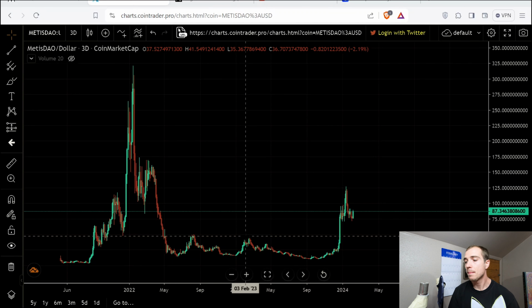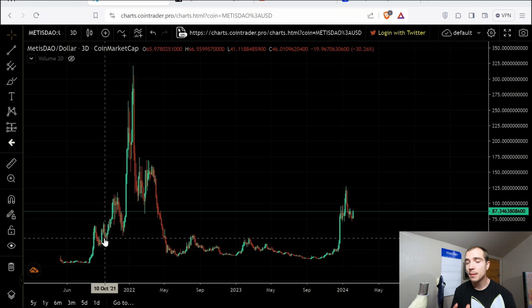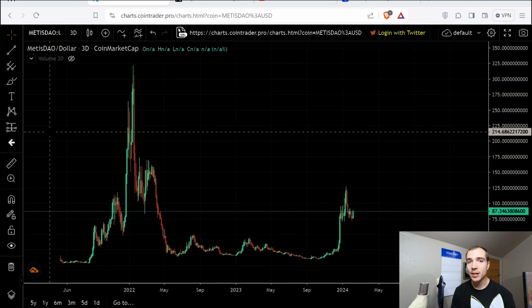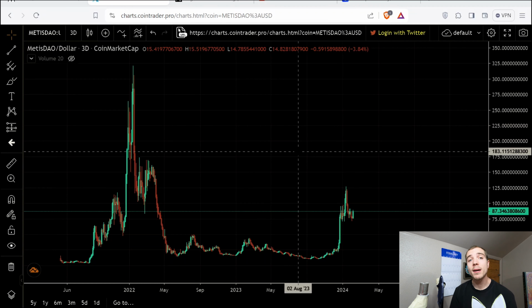Okay, so we're looking at MetisDAO here on the 3-day candlesticks. And you guys can see here that we do have a complete market cycle. So we have 5 waves up and an ABC correction down. And this market cycle is a spitting image of the Wall Street cheat sheet, pretty much at least.